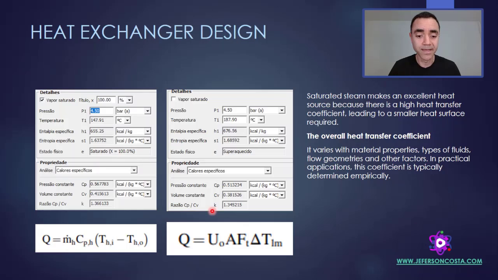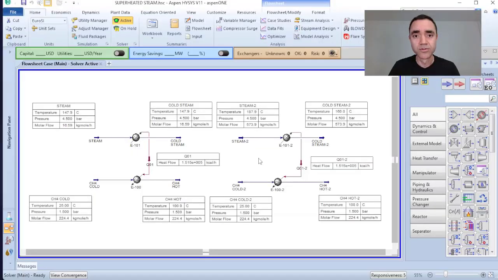But we can evaluate the order of magnitude of the flow using a process simulation software like Aspen HYSYS. So to exemplify why saturated steam is preferred instead of superheated steam in the heat exchanging process, let's verify this example where I have methane. I need to heat up the methane from 25 Celsius degrees to 100 Celsius degrees. On the left side, I will use saturated steam. On the right side, I will use superheated steam.